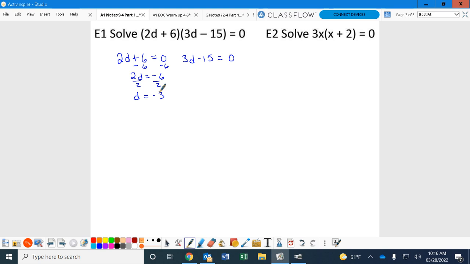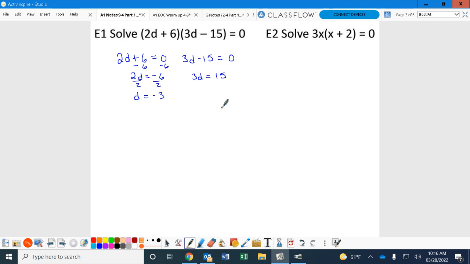Negative 3. Again, if you need to show the divide by 2, you can. It's not going to hurt you. But that's what I did. I'm just doing it without showing those steps. So one of my answer choices is negative 3. If d is negative 3, then this will equal 0. The other answer choice is going to be to solve this one. I'm not going to show the steps on this one, guys. 3d would equal, if we need to move a negative 15 to the other side, it's going to become what? Positive 15.